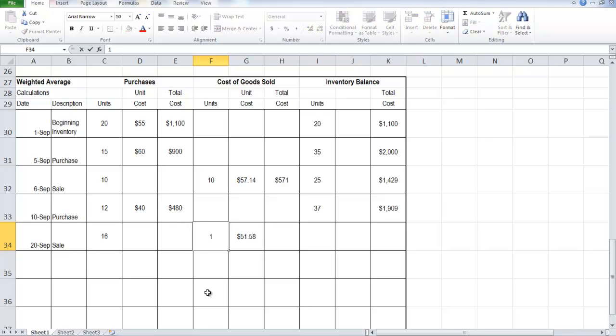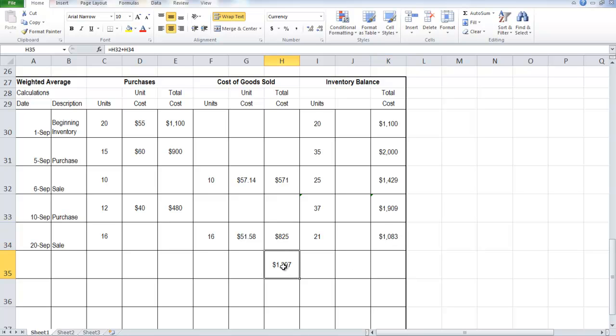So now I want to make the next sale of 16 units. The cost of goods sold is $825 for those 16 units. My inventory balance goes down to 21, and my total cost for those 21 units is $1,083. Okay, so the grand total of my cost of goods sold for the entire month of September is $1,397.